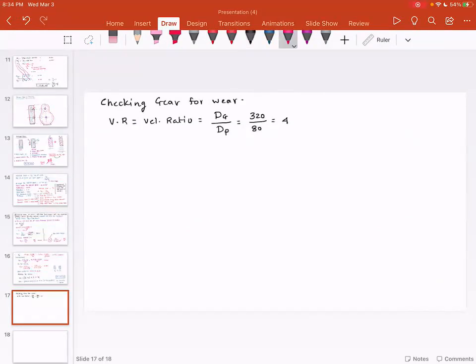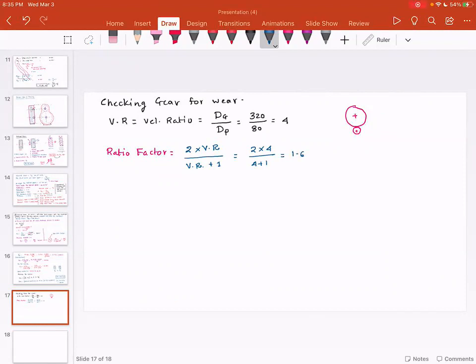Now, next step is we need to get the value of the ratio factor. This ratio factor for external gearing, since you have this pinion and the gear meshing externally, not internally, is 2 times VR divided by VR plus 1, which is 2 times 4 divided by 4 plus 1, equal to 1.6.